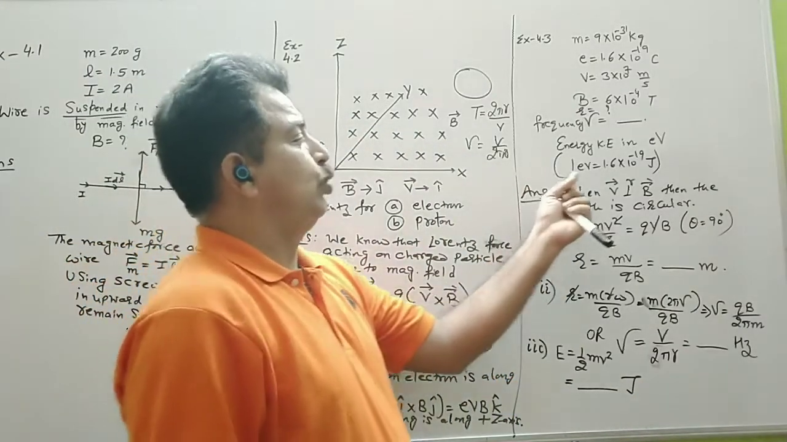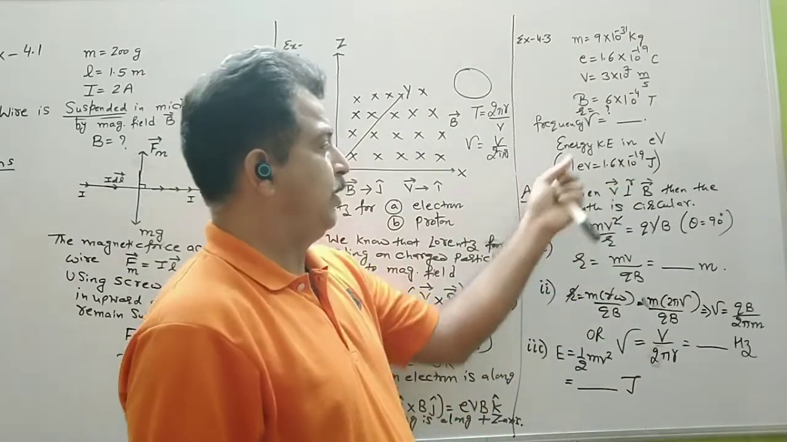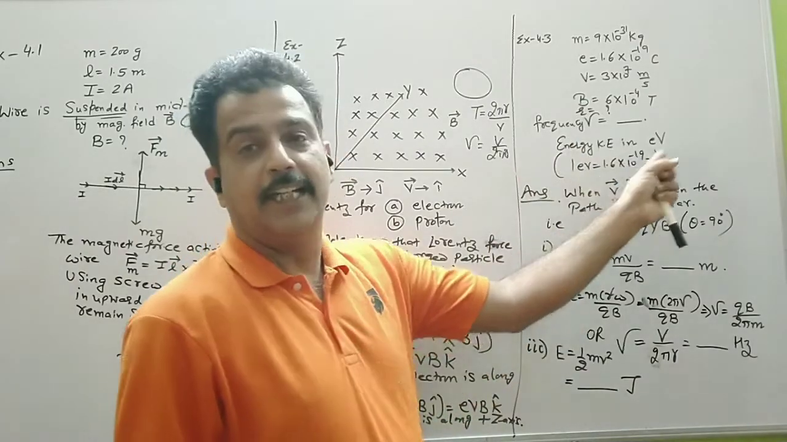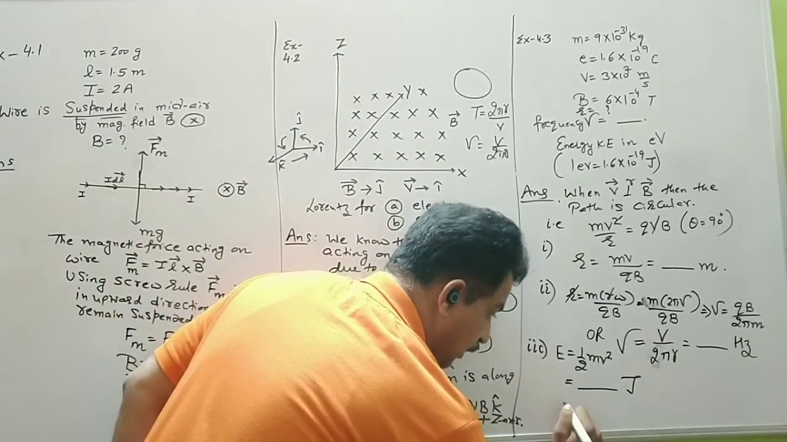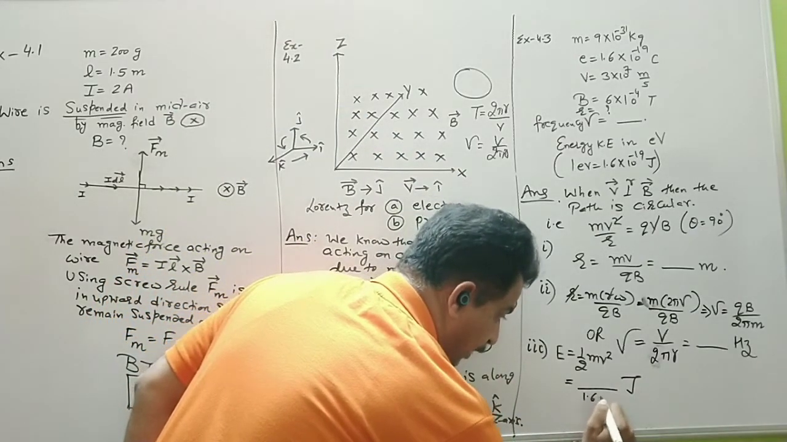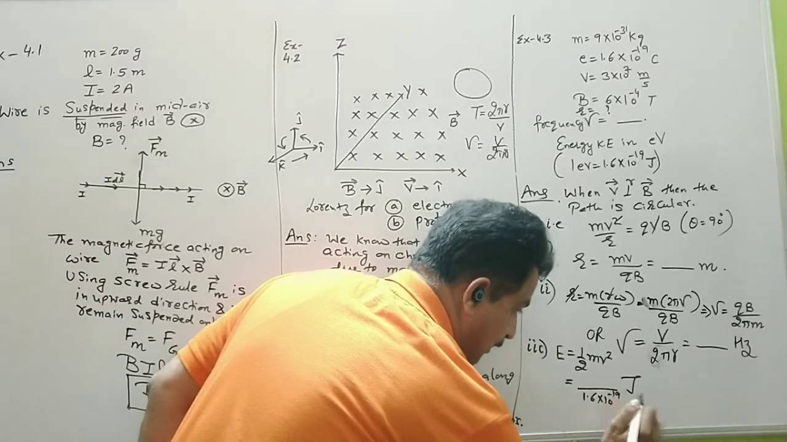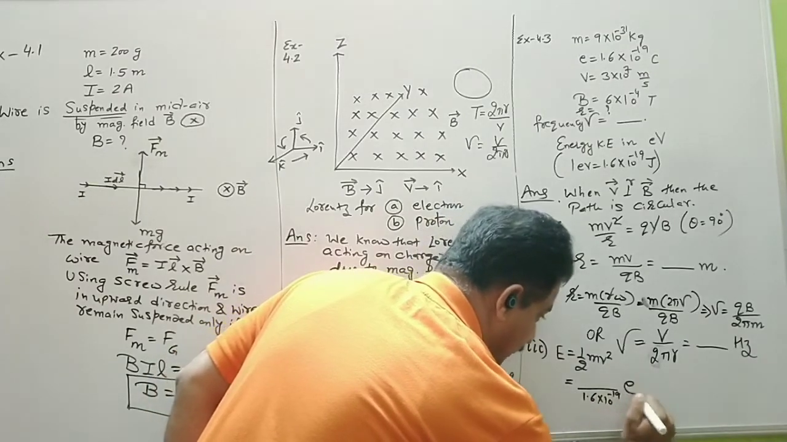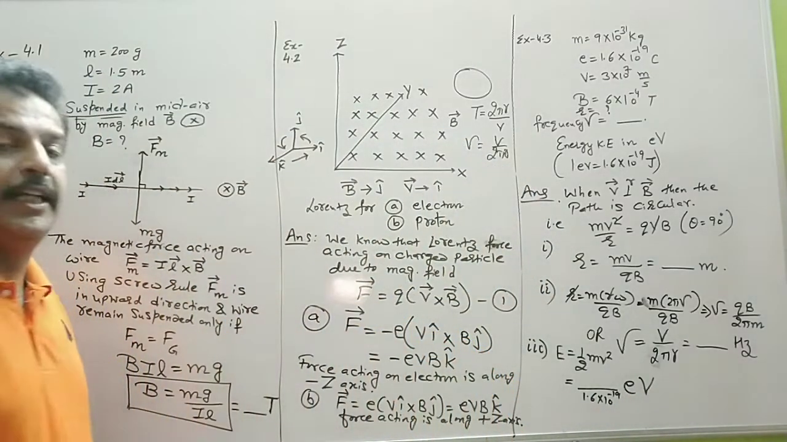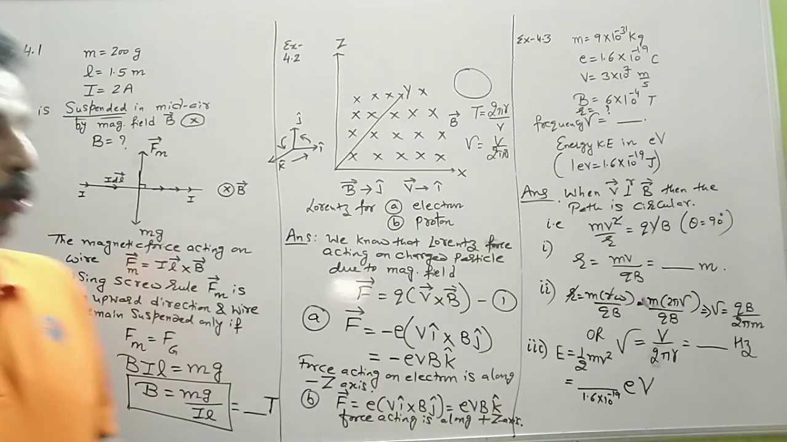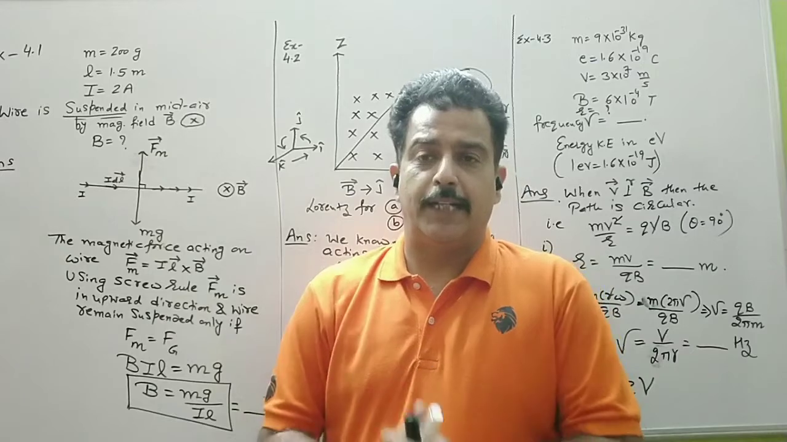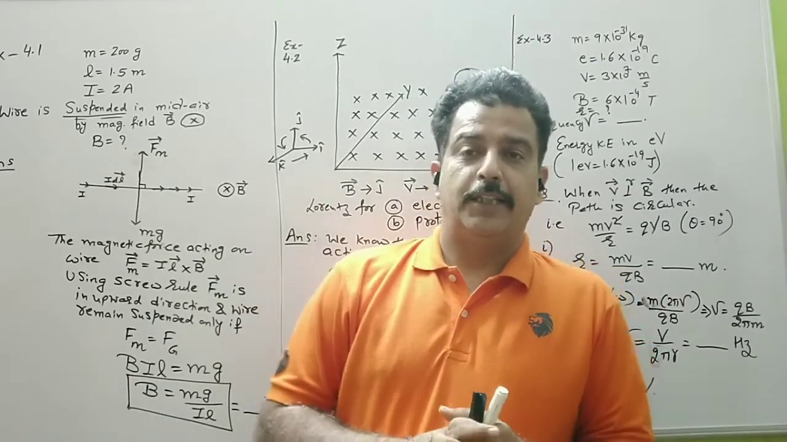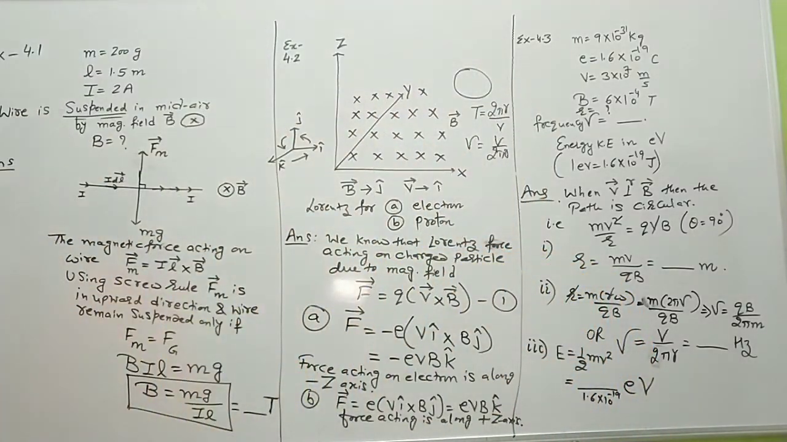Then I have to convert this because the question is to find the kinetic energy in eV. So I will divide this answer by 1.6 into 10 raised to minus 19, and the answer will be in eV, that is an electron volt. So these are the three examples which were directly related to the theory which we have done in the previous lectures.